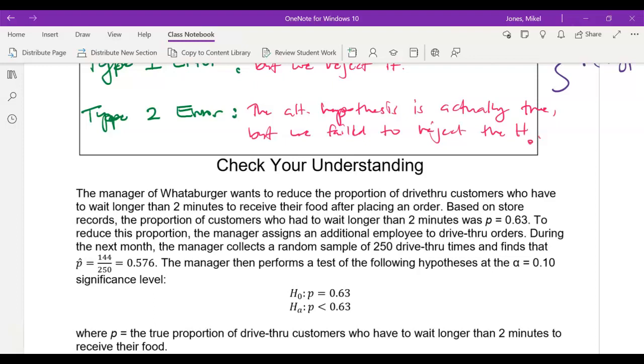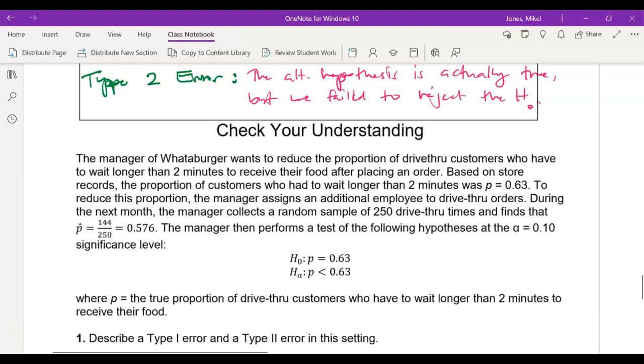But he wants to know if adding an additional employee was helpful. So the null hypothesis is that it didn't help, that it stayed the same, 63%. But the alternative is that it did help, so it reduced the proportion of customers who had to wait more than 2 minutes. And he's choosing an alpha level of 10%.